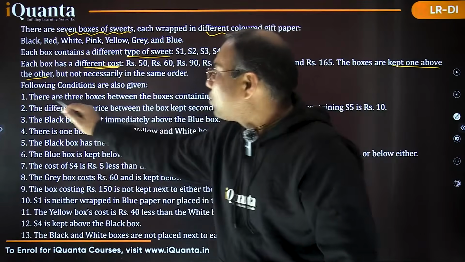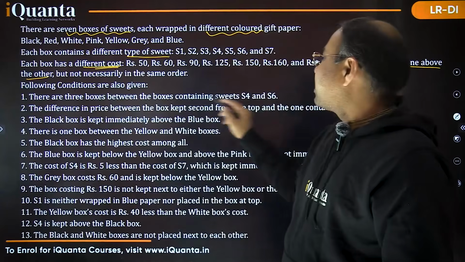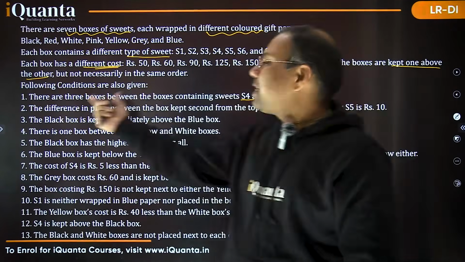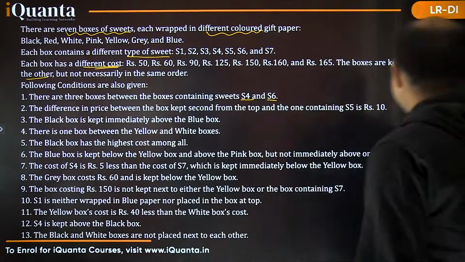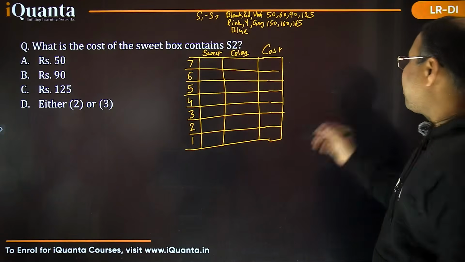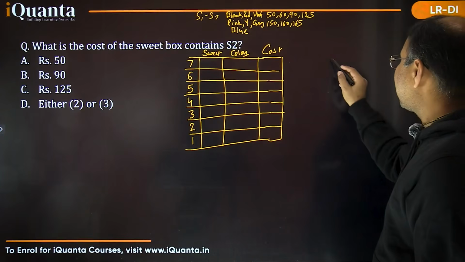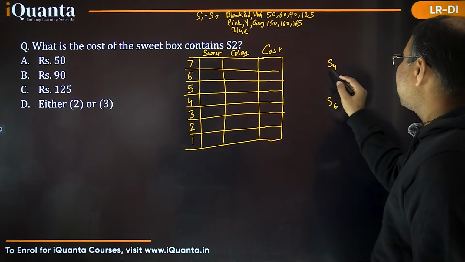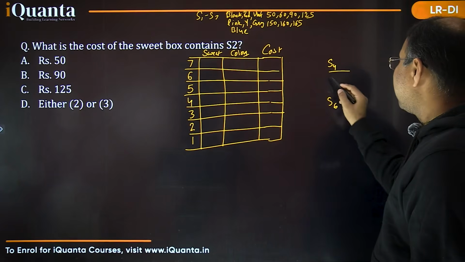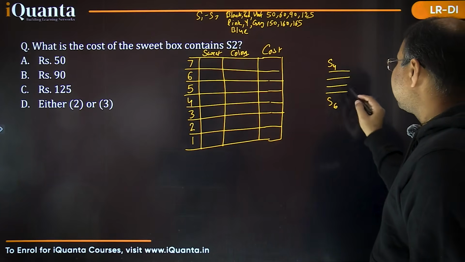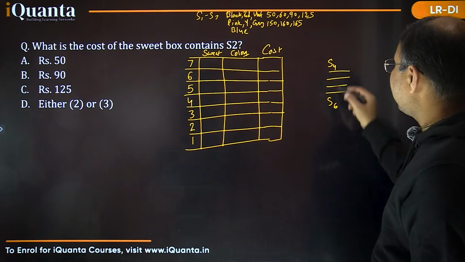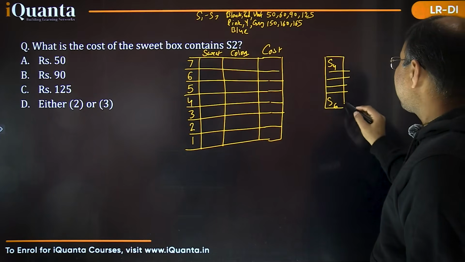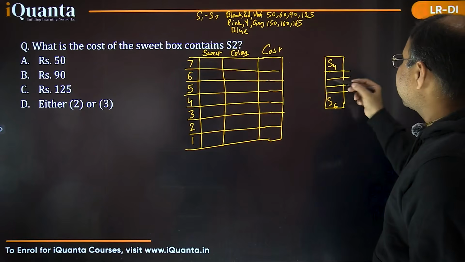It says there are 3 boxes between the boxes containing suite S4 and S6. So between S4 and S6 there would be 3 boxes. I don't know which position it would be, but between S4 and S6 there would be 3 boxes. So this is 1 box, second and third. 1, 2, 3. So it will be like this. So in between S4 and S6 there must be 3 boxes.